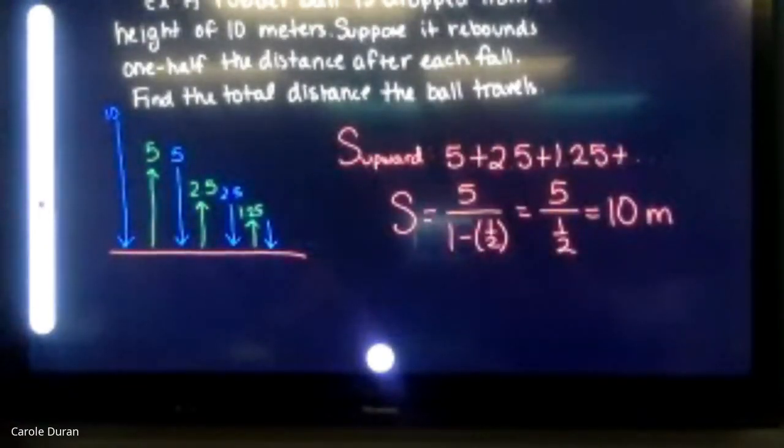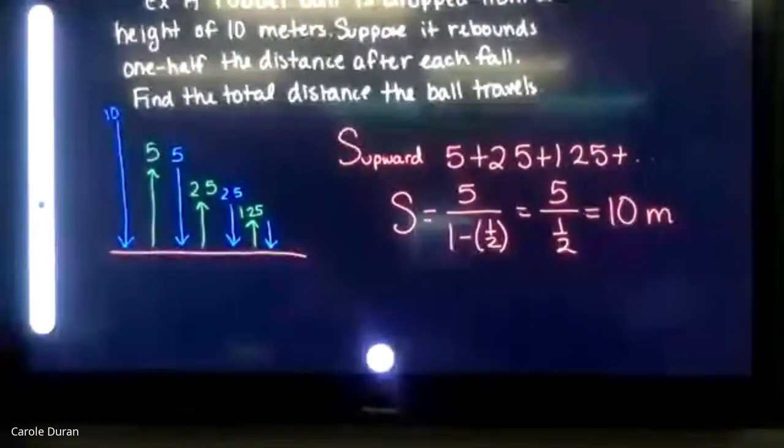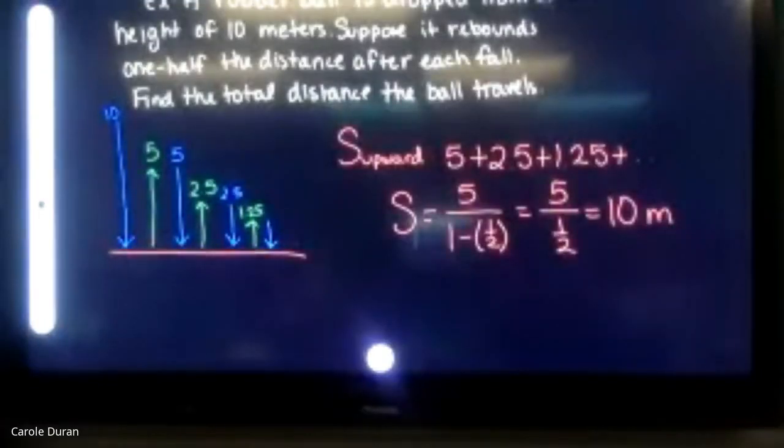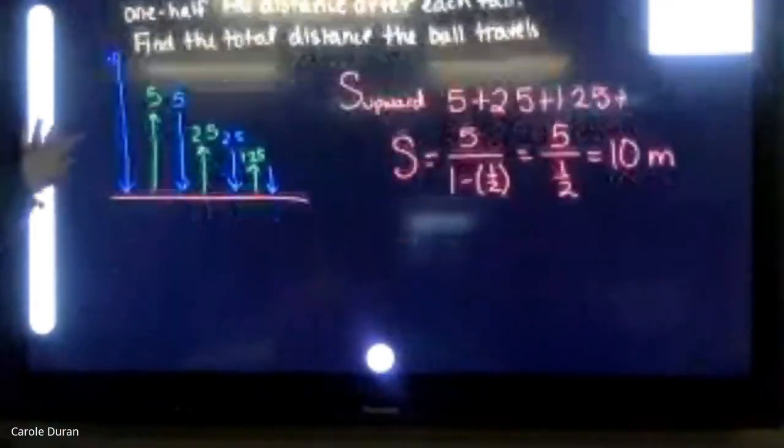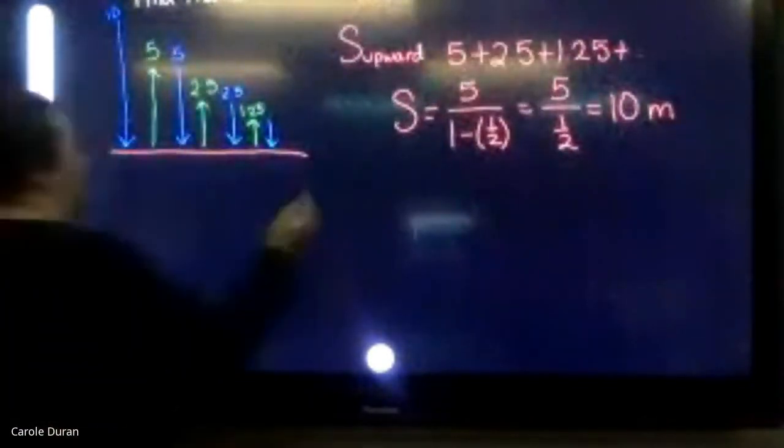Couldn't you just add 10 to that and that would get your downward? Yes, but we're going to do it the long way first. So now that we've calculated the upward distance, now let's calculate the downward distance.